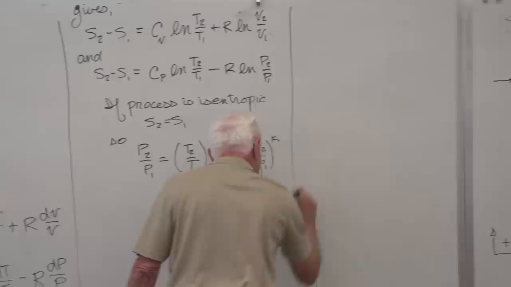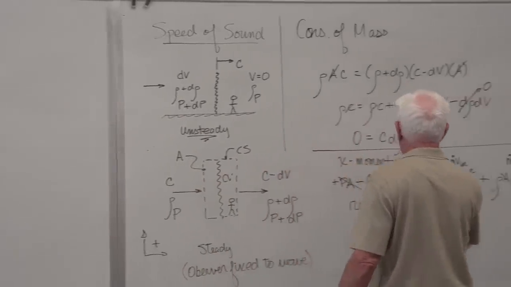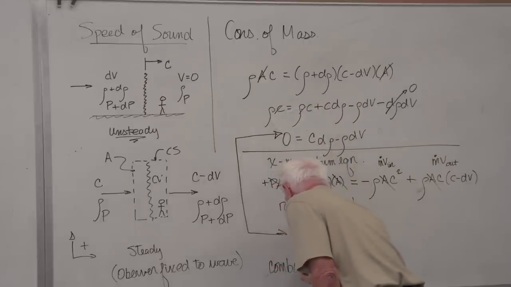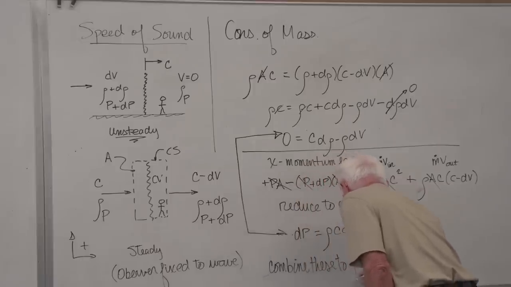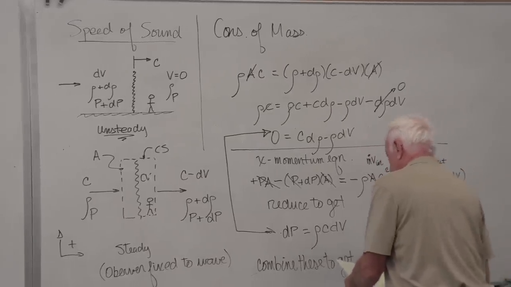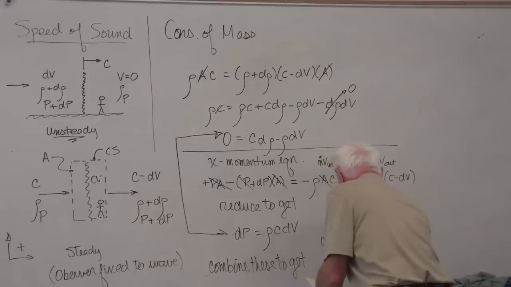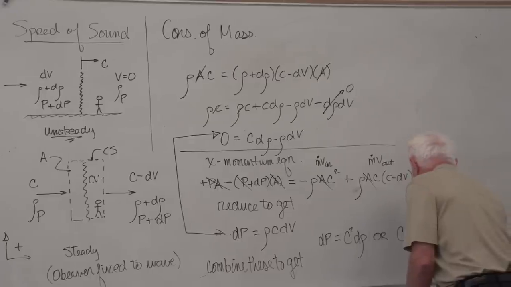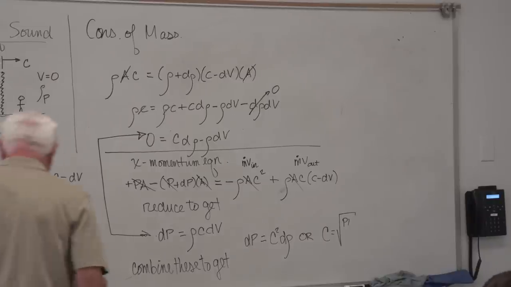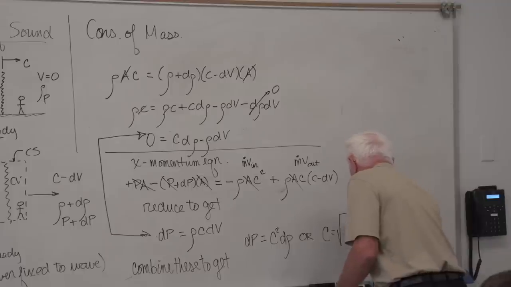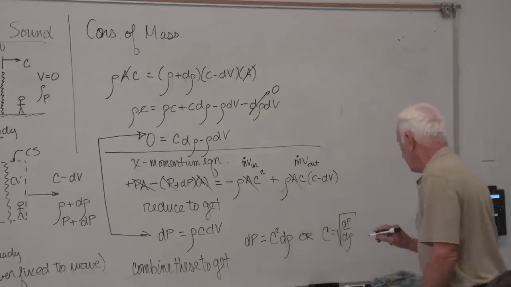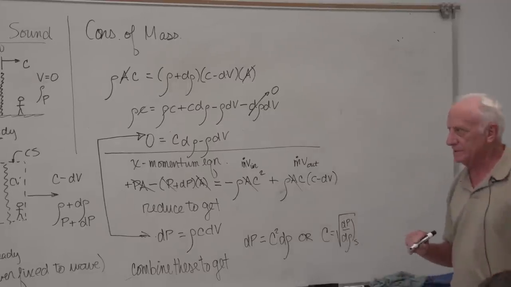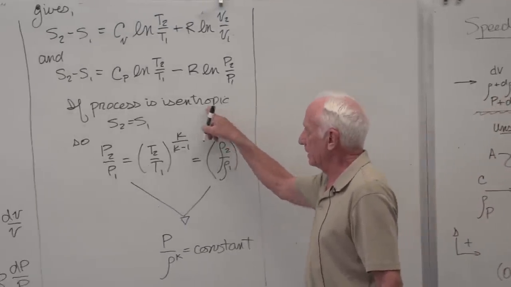When I combine these, this is what I get: dP equals C squared d rho, or C is equal to the square root of dP d rho. You put on here subscript S, meaning entropy is constant. Isentropic.